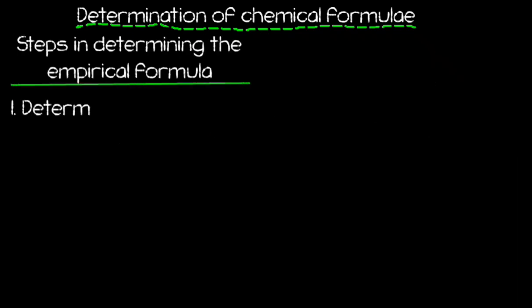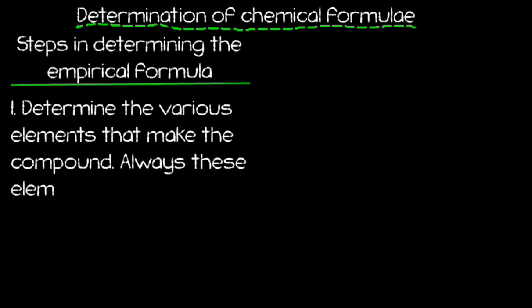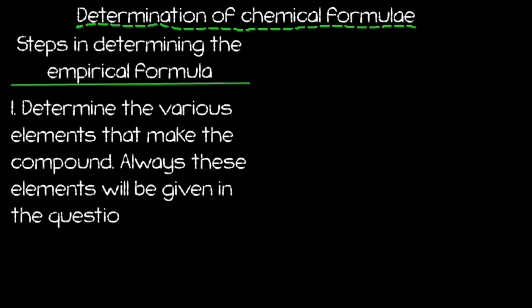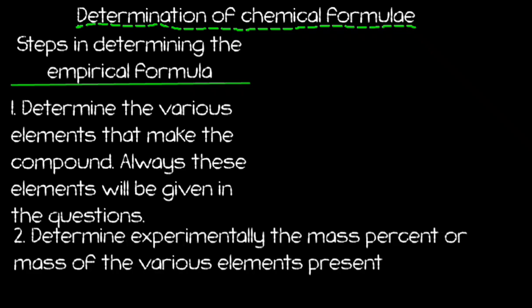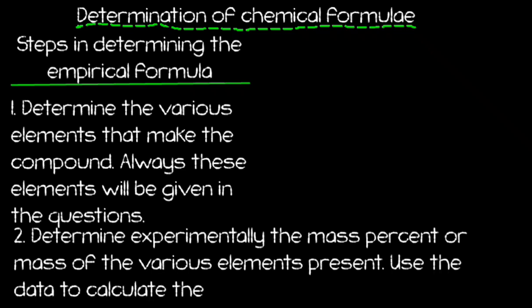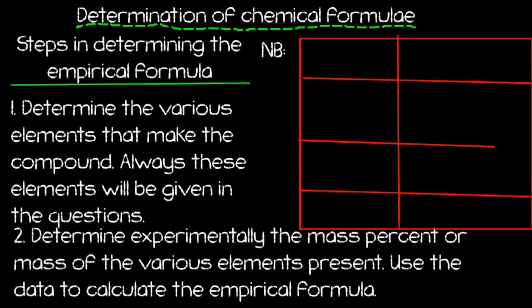The steps in determining the empirical formula. 1. Determine the various elements that make up the compound. Always these elements will be given in the question. 2. Determine experimentally the mass percent or the mass of the various elements present. 3. Use the data to calculate the empirical formula.